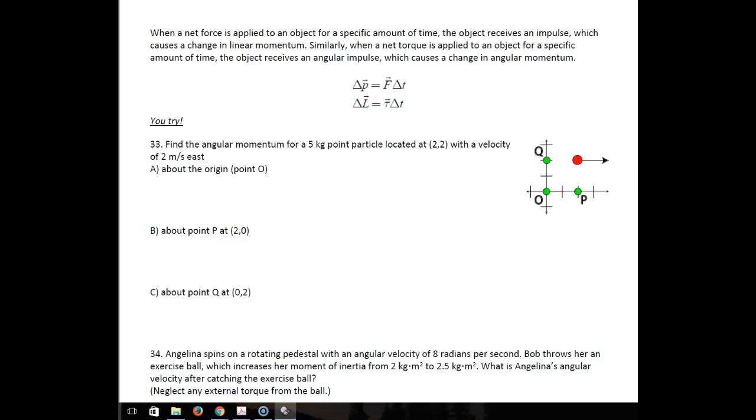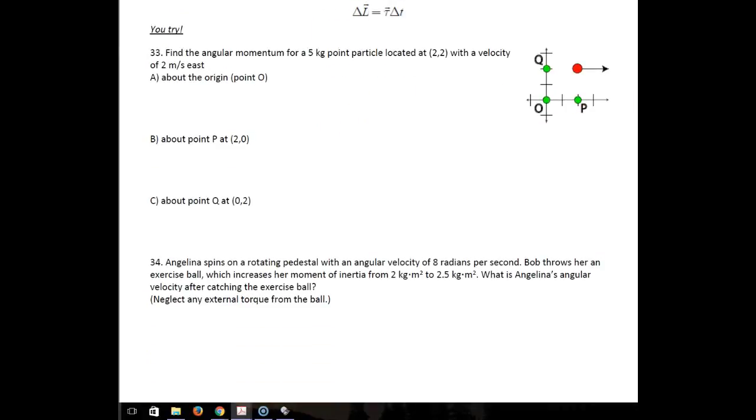The very first problem that they want us to do goes back to the first equation that we did, and it says find the angular momentum for a 5 kilogram point particle located at 2, 2, and we're looking at it standing here at the origin. So I'm going to draw my line, which will be my radius, and I'm going to extend it out. So this is my radius, and then I have an angle that that line that I extend out makes with the direction of the velocity. The velocity here is 2 meters per second linearly in a line going to the right, and I know that the mass of this particle is 5 kilograms.